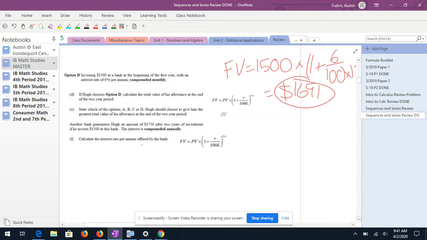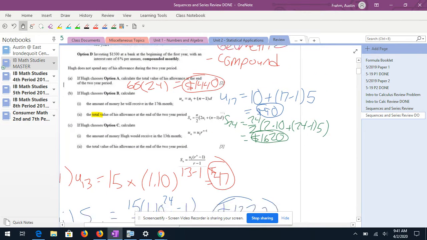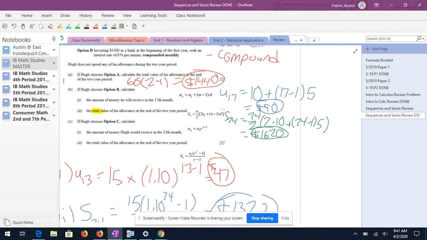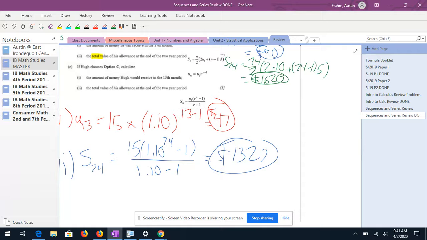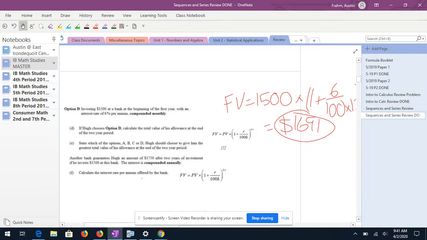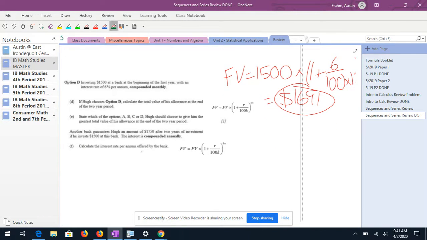So then part E, it says state which of the options A, B, C, or D you should choose to give him the greatest total value of his allowance at the end of the 2 periods. If we go back up to the top, option A was $1,440. Option B was $1,620. Option C was $1,327. And option D was $1,691. So to give him the most would be option D.